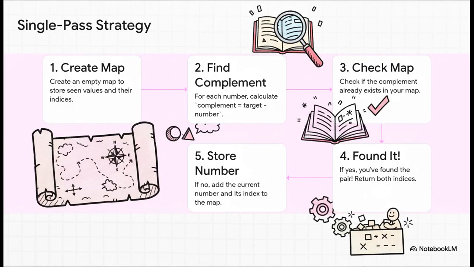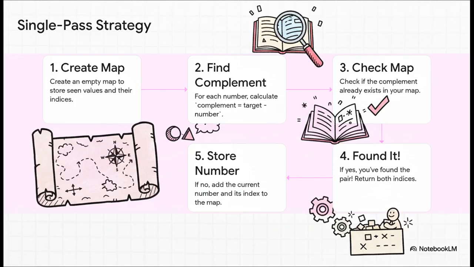So how do we do it in just one pass? Easy. We start with an empty map, which is going to act like our memory. As we walk through the list, one number at a time, we ask a simple question. For the number we're on, what's the other number we would need to hit our target? We call that the complement. Then we just check our map. Hey, have we seen this complement before? If the answer is yes, boom, we're done. We found our pair.